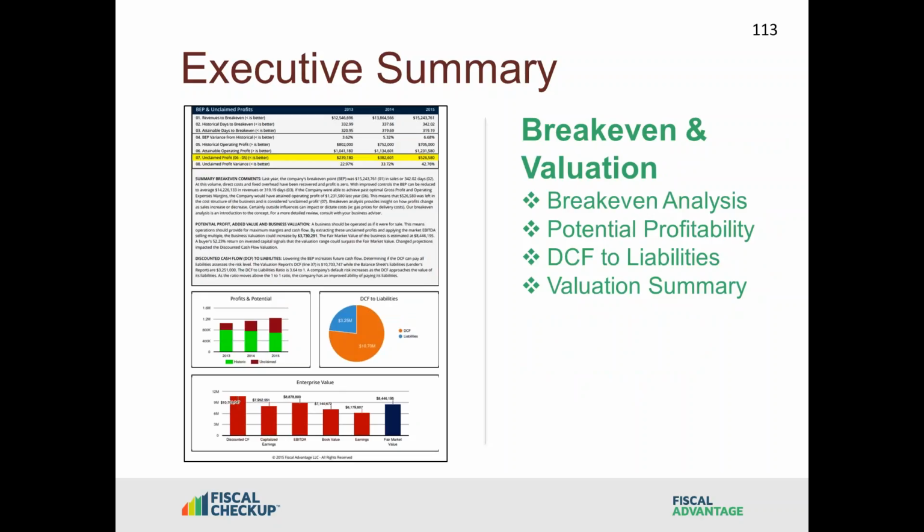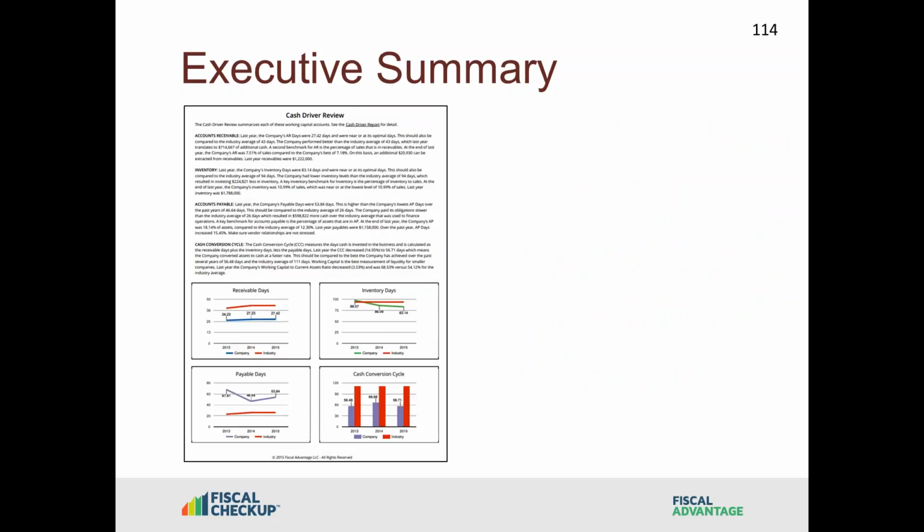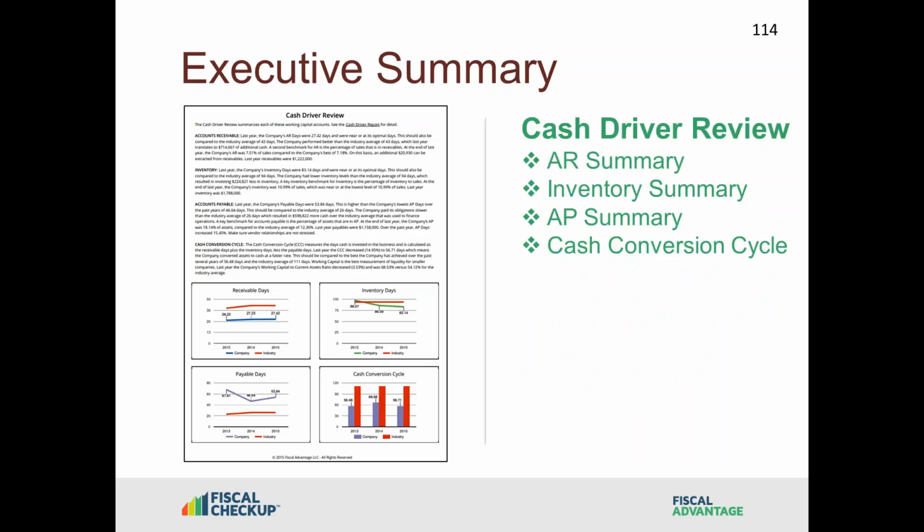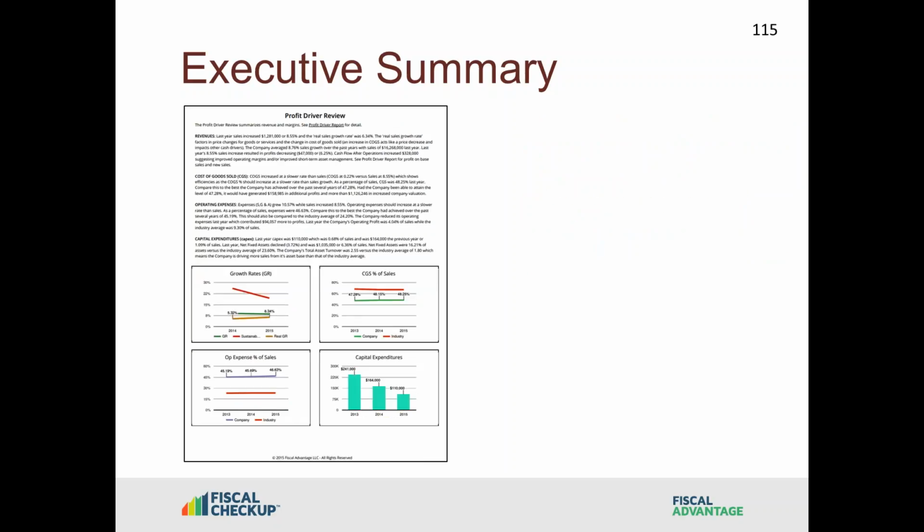Page 2 has the break-even analysis on the top of the page, and a graph summarizing the values calculated in the business valuation report on the bottom. Page 3 is a one-page review of the entire cash driver report. It contains brief summaries of the working capital accounts, both graphically and in narrative. Page 4 is a one-page review of the entire profit driver report.